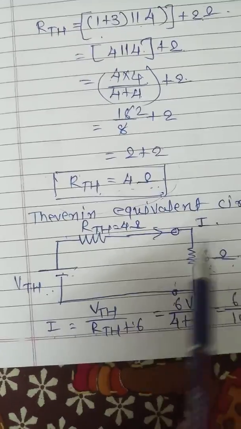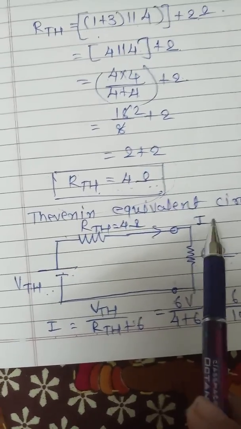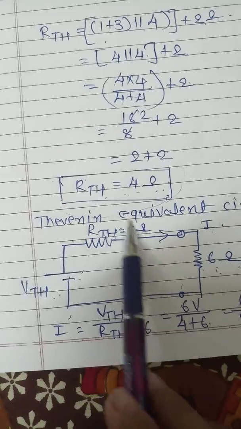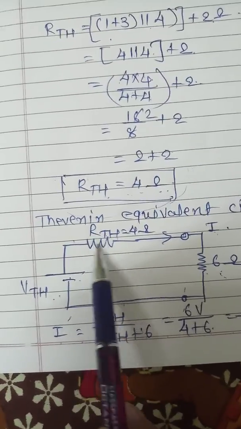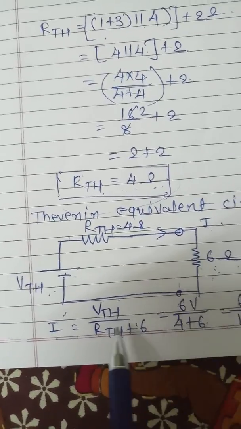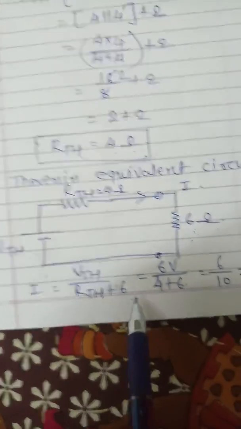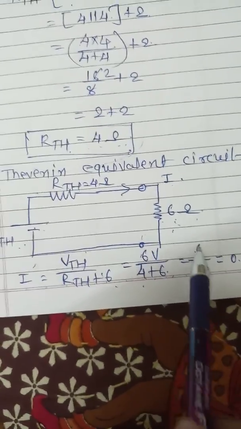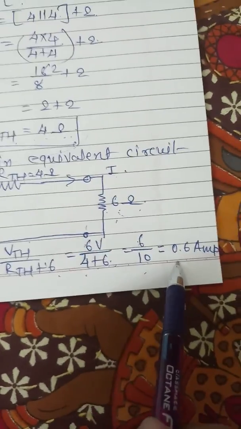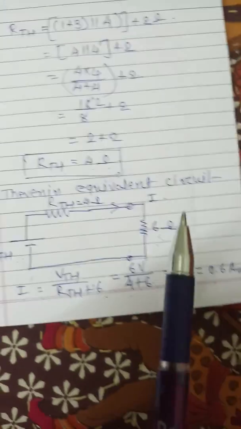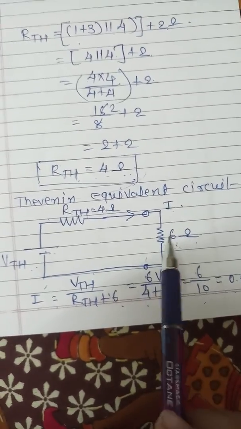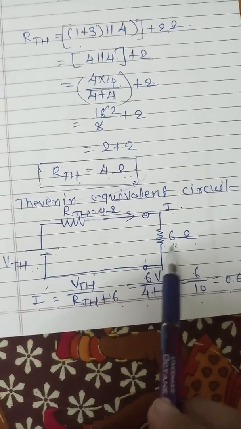And now find out the value of the current I. So I will be VTH upon RTH, the equivalent resistance, that is in series with the 6 ohm. So RTH plus 6, so 4 plus 6, and the voltage is 6. So 6 divided by 10, you will get 0.6 ampere. So this way you can find out the value of the current passing through the 6 ohm resistance by using the Thevenin theorem.